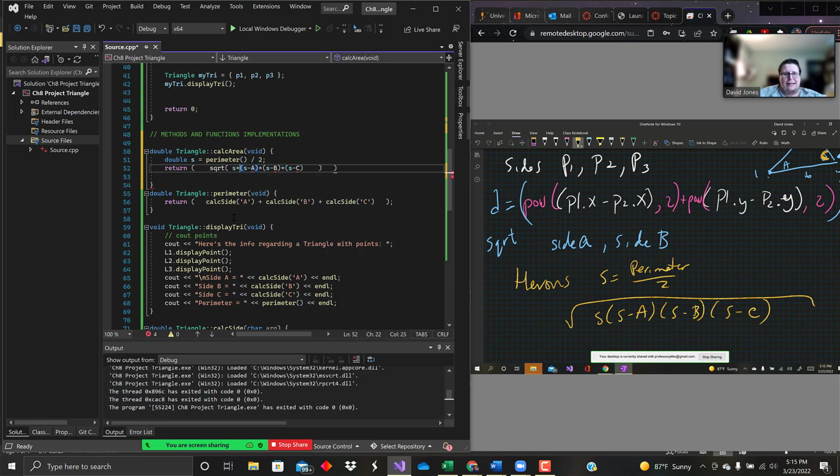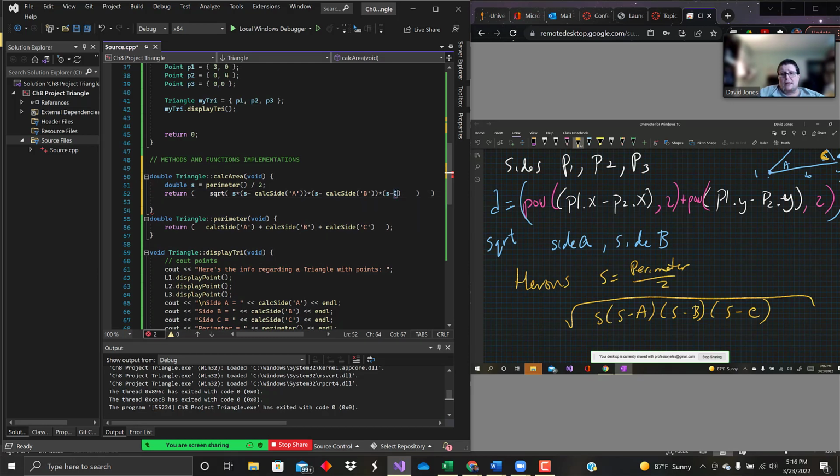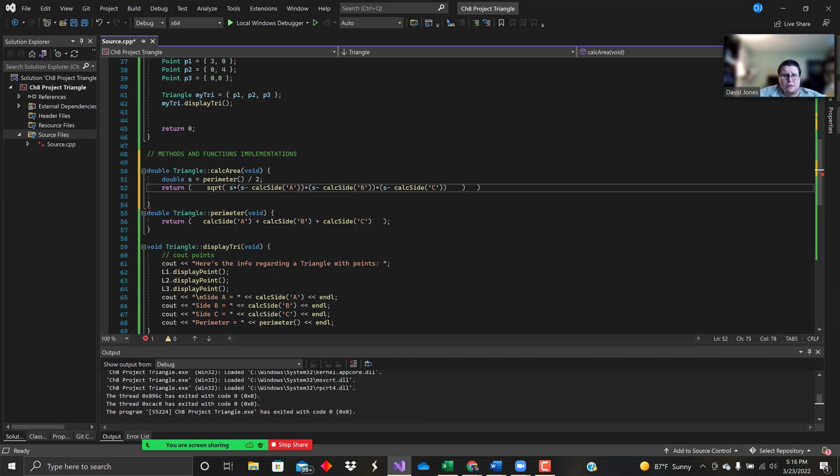Okay, that's the actual thing, but I need A. And A is from calc side A, and B is from calc side B, and C is from calc side C. So let me space this out a little bit, make sure everything's looking legit. So S times S minus calc A, then times, and then I got my parentheses again. I got an outer parentheses and then the inner parentheses for calc side B. Same thing going on there. Everything looks right. I'll tighten it back up.